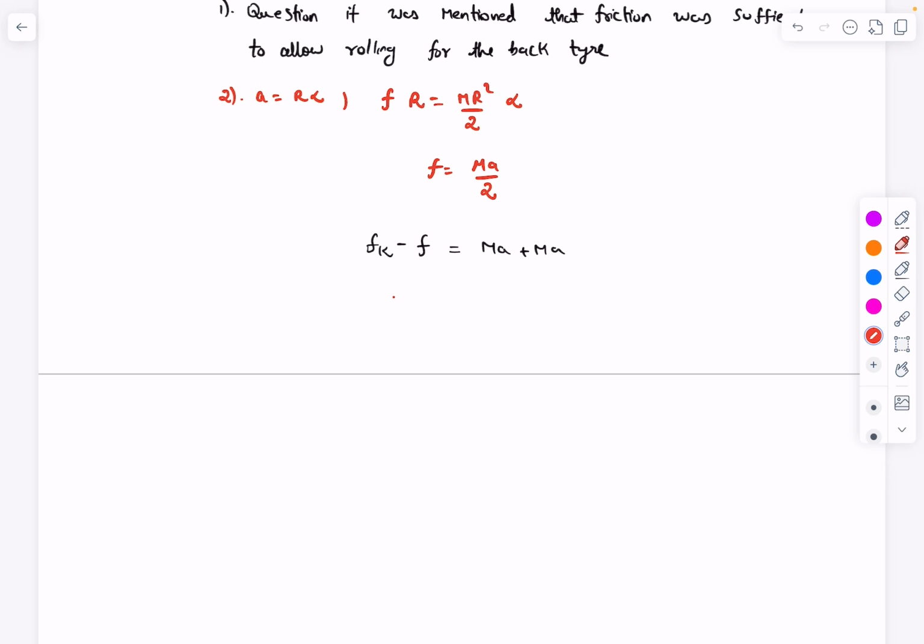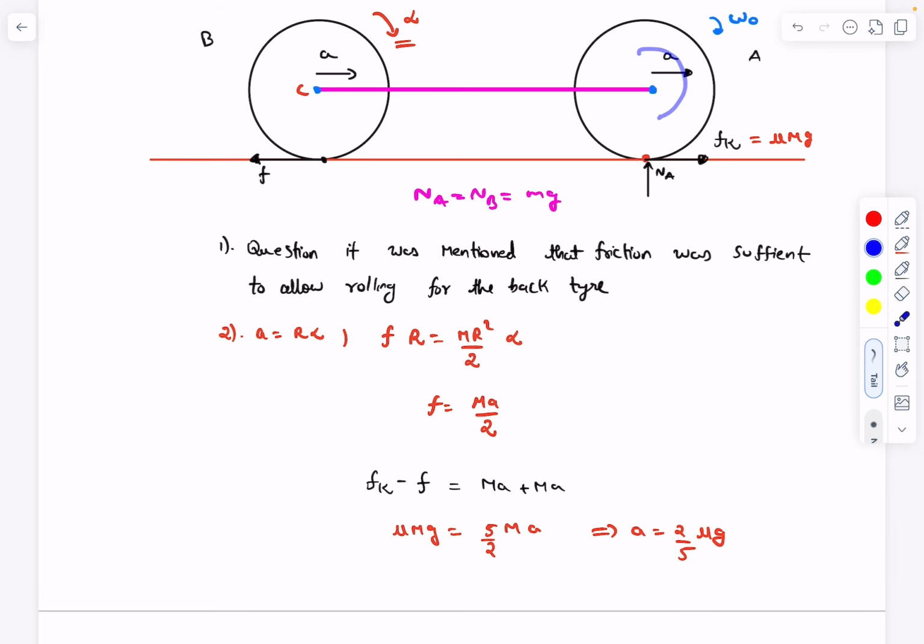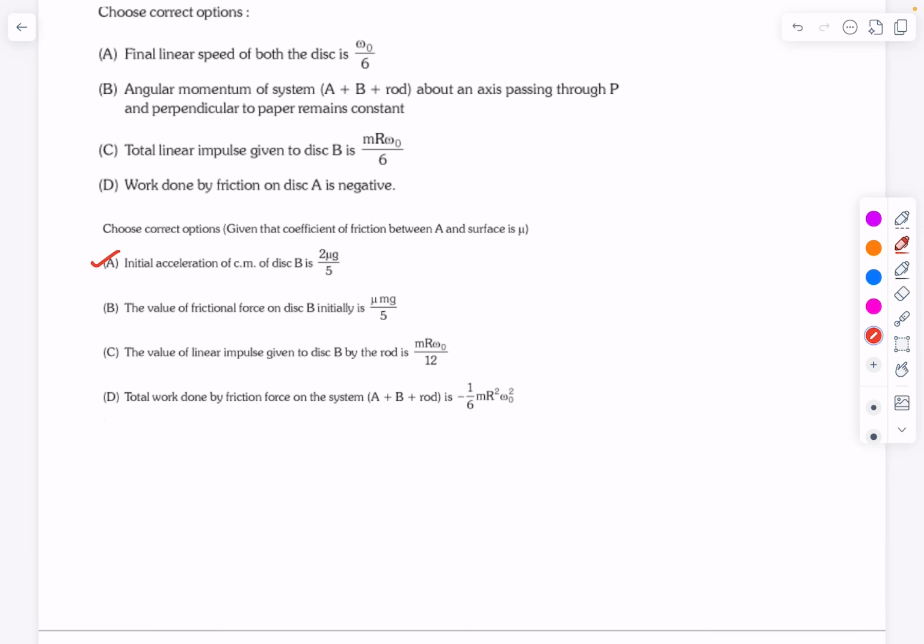So now we can just put the value of F into this equation, and we'll get the initial acceleration as 2 by 5 mu g. And in fact, this will be the acceleration till the front tire starts rolling as well. So option A over here is actually correct.